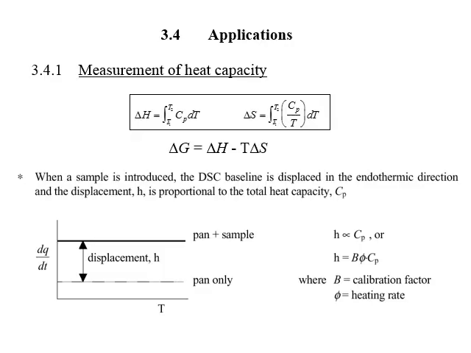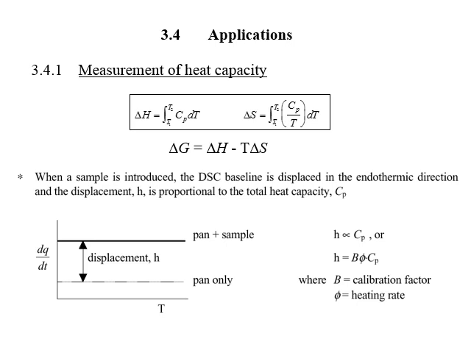Now we talk a little bit about the measuring of heat capacity. An important benefit of DSC is that you actually can measure the heat capacity. Delta H can be written as the sum across the temperature range of the heat capacity of the material times the change in temperature. Correspondingly, the change in entropy can be written by substituting in where delta G is 0, then delta H equals the temperature times delta S. So you can substitute T delta S for delta H, bring the temperature underneath, and you get delta S is the integral from T1 to T2 of the heat capacity over the temperature times the change in temperature.